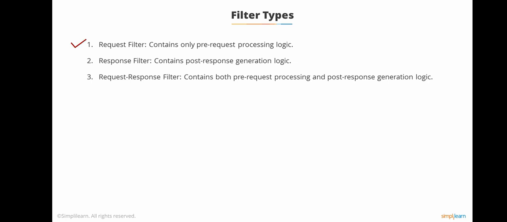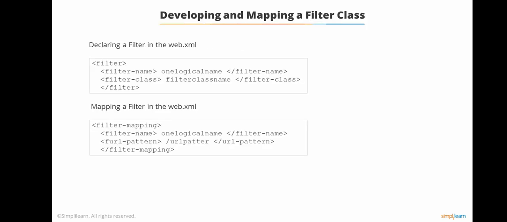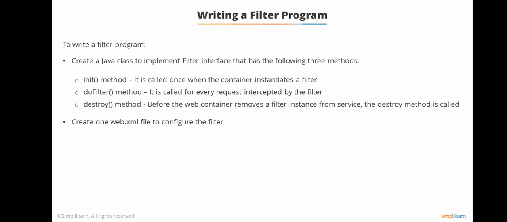There are different types of filters: the request filter, which contains prerequisite processing logic; the response filter, which can be set as a post-response generation logic; and a request response filter that contains both pre-request and post-request processing. This is how we declare a filter in the web.xml file, and this is how we map a filter in our web.xml file.